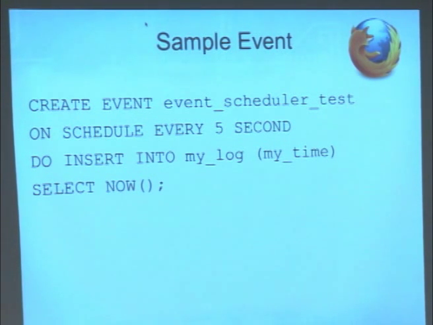So create event, event name, on schedule every 5 seconds. So it's going every 5 seconds. It's recurring. Do insert into my log, that table. My time is the column. Select now. That's what it's going to do. And I put a semicolon at the end. Because there's only one statement, I didn't need to change the delimiter.